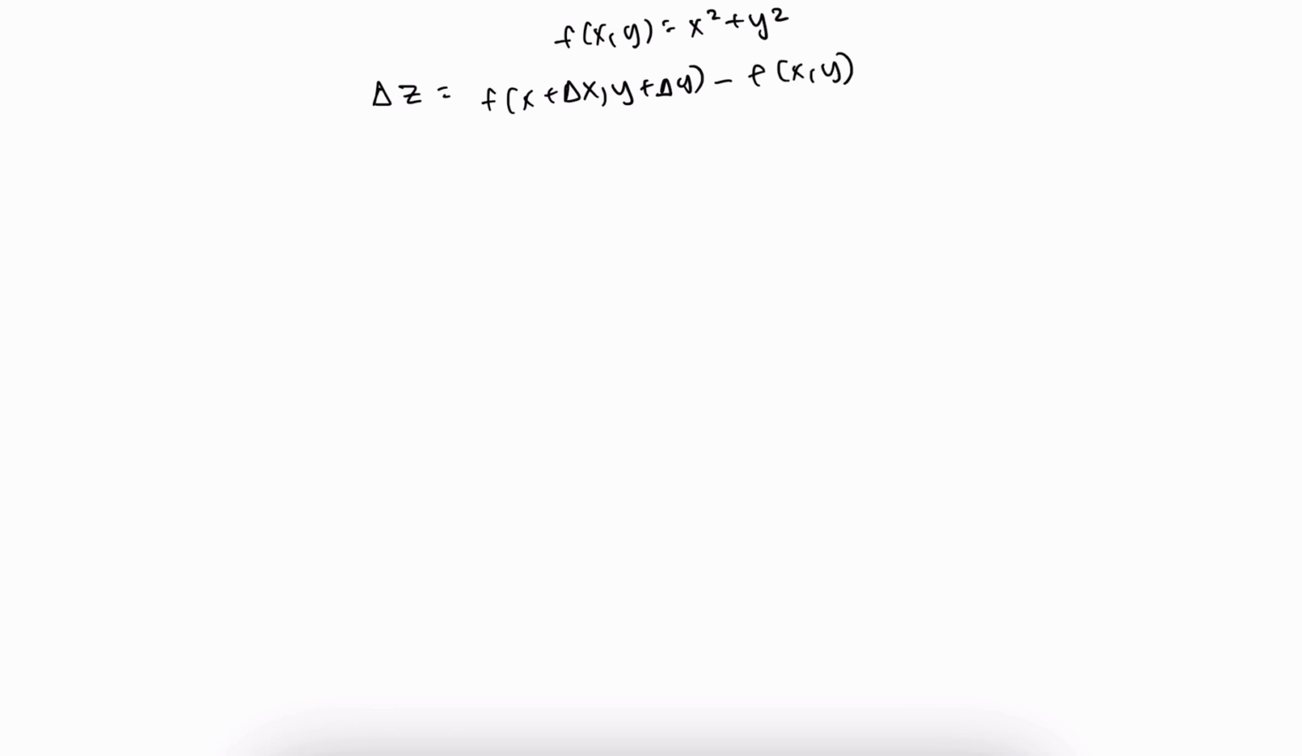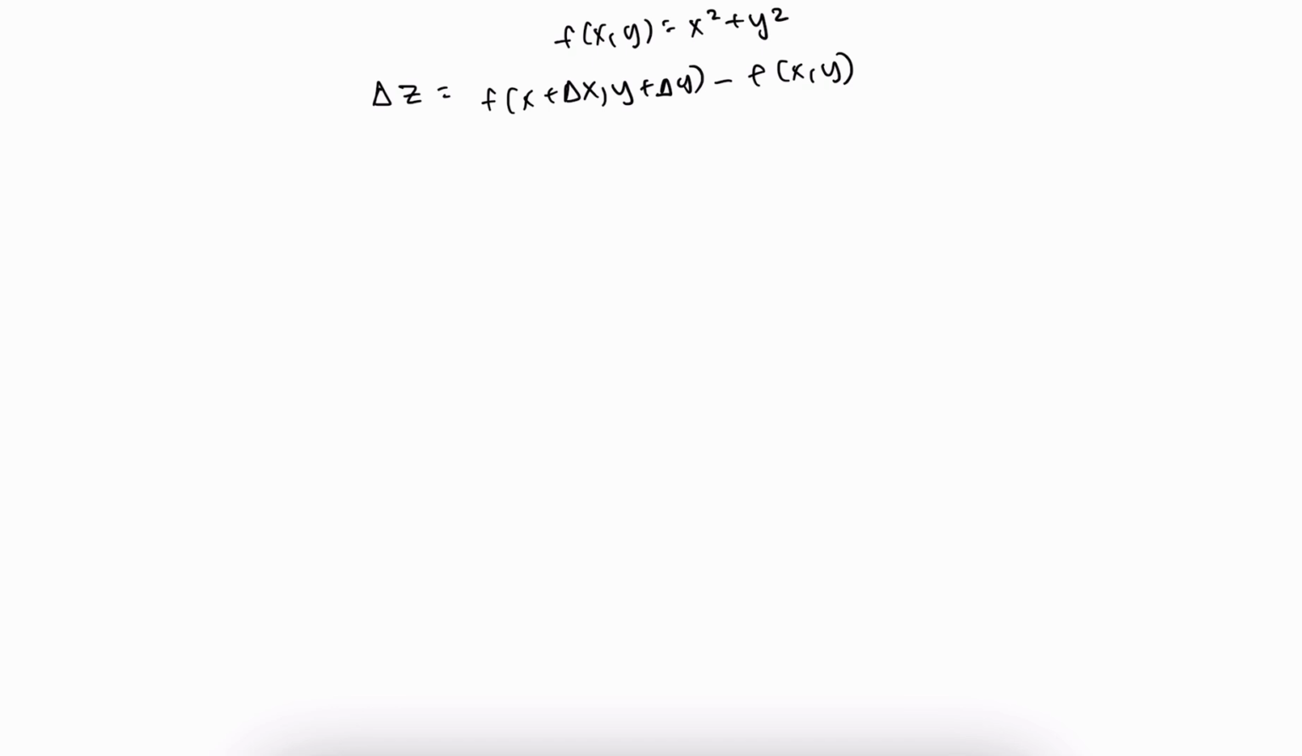So remember, if we can write this delta z in terms of this, I'm going to write it out really quickly, then we'll know it's differentiable. So we should be able to write it like this. And if delta x and delta y approach 0, then our two epsilons should also approach 0, and that would prove that our function is differentiable. So let's just do it then.